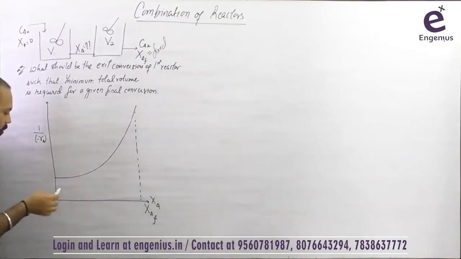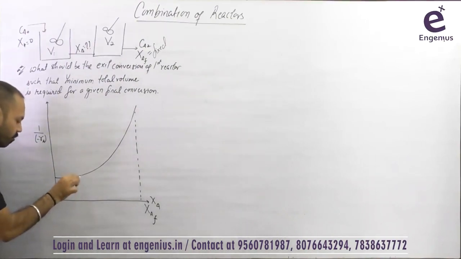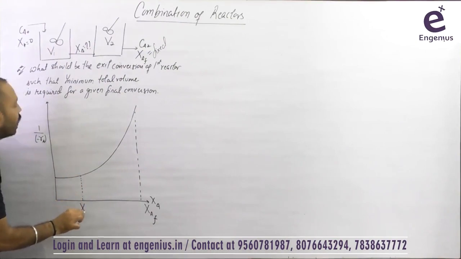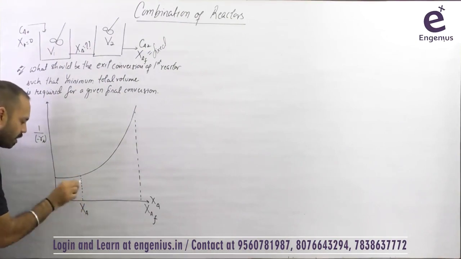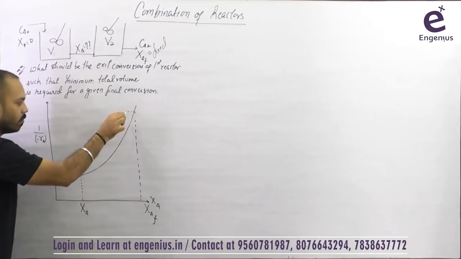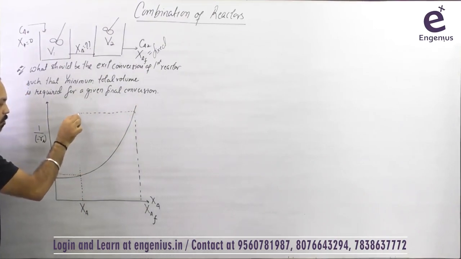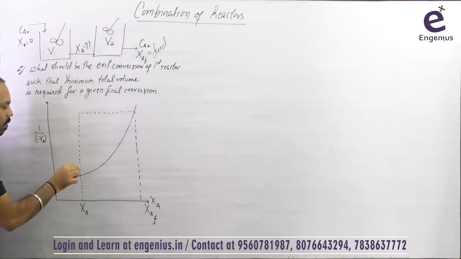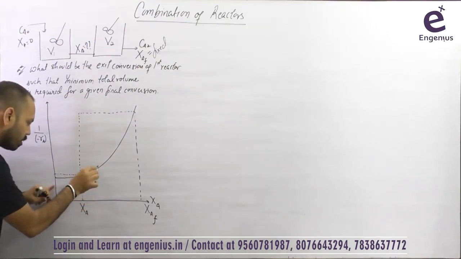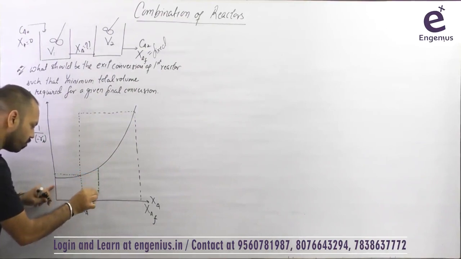So, suppose in one case I take the XA1 value here. If XA intermediate is taken here, then what is the volume of the first reactor? This. And what is the volume of the second reactor? You have to complete the rectangle according to the final conversion. This is one case. But suppose I take the conversion somewhere here, then what is the volume of the first reactor?